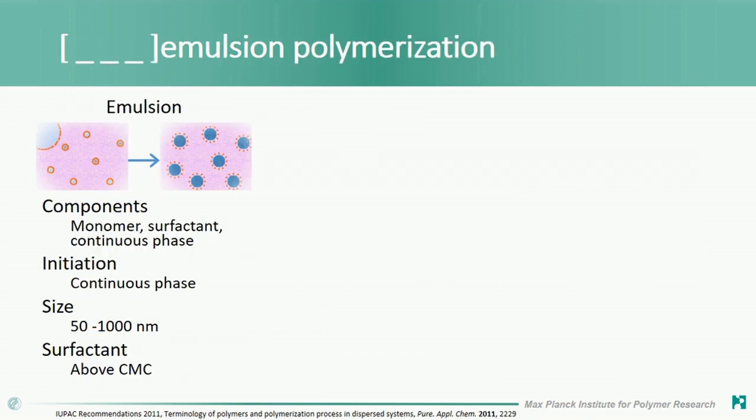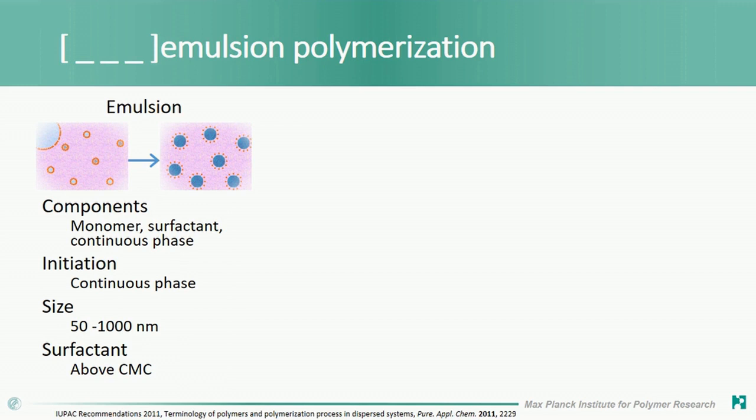So there are different kinds of emulsion polymerization. Today I will talk about mini-emulsion polymerization, but before mini-emulsion polymerization, there was just emulsion polymerization. That's the grandfather of mini-emulsion polymerization, if you will. So in emulsion polymerization, the components are monomer, a surfactant, and a continuous phase.